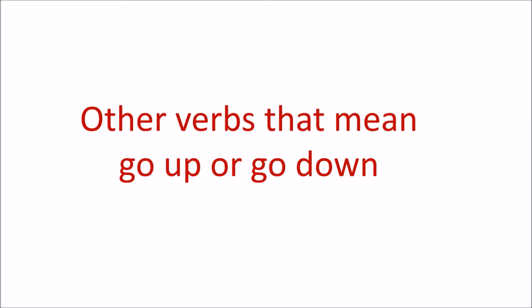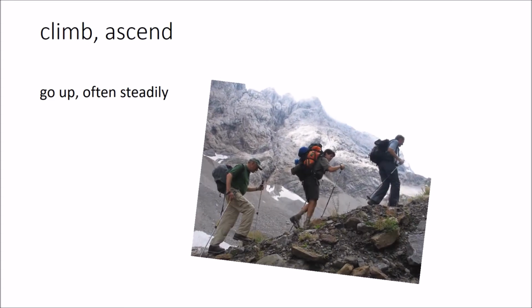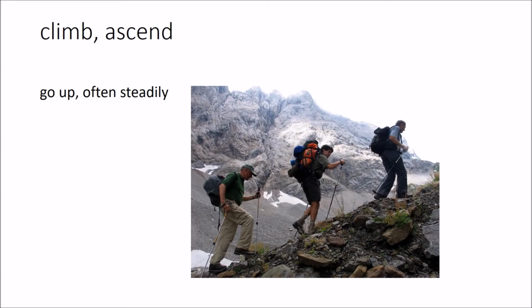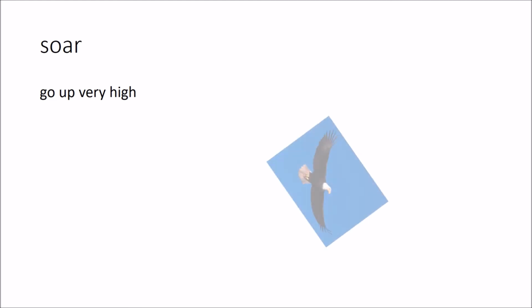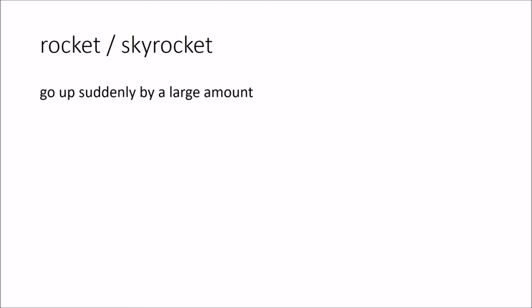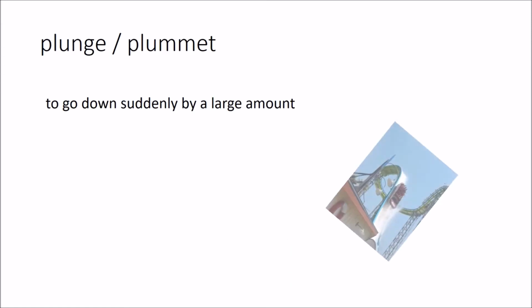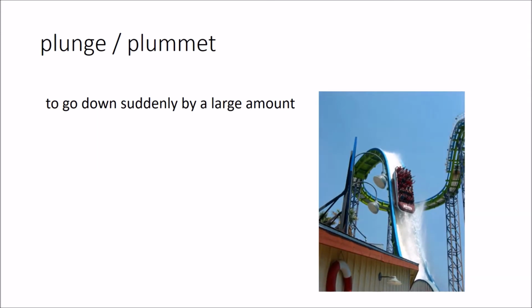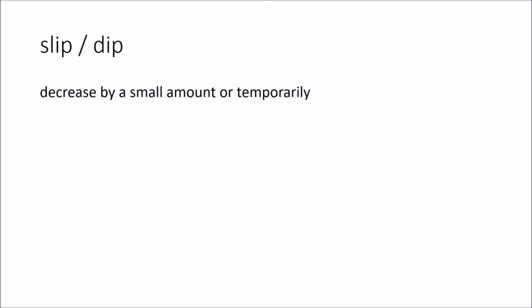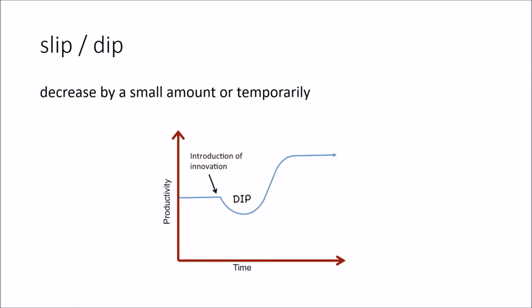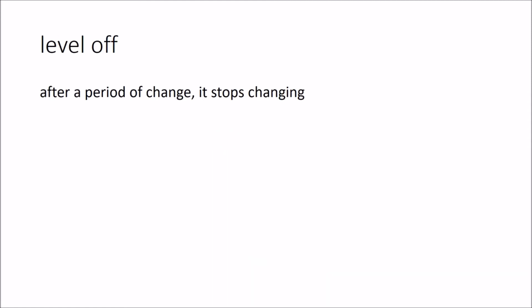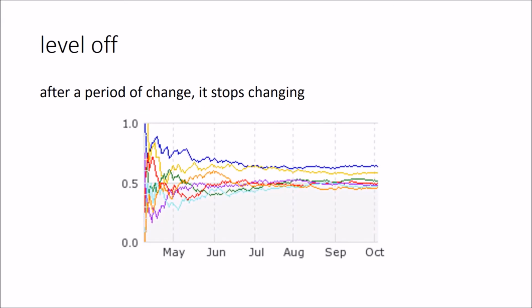There are many other verbs used to mean go up or go down. For example, climb or ascend, soar, rocket or skyrocket, plunge or plummet, slip or dip, level off, be flat.